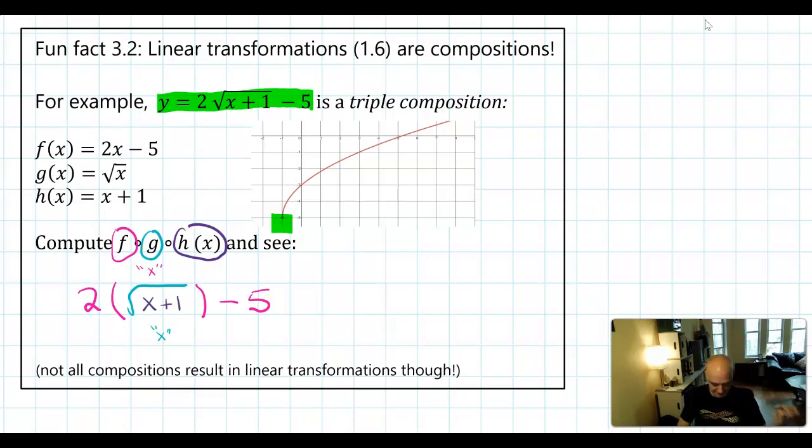So working from the inside out, x plus 1 is the inside function. Then we take the square root of it from g, and then we do 2 times that thing that we got and take away 5, and we get 2 root x plus 1 minus 5, which is the linear transformation we started with. I will say that not all compositions result in those linear transformations. Compositions can be pretty wild, but all linear transformations of that type we did last section can be thought of as compositions of things like mx plus b, and then one single function that changes the shape of the graph in a nonlinear way.